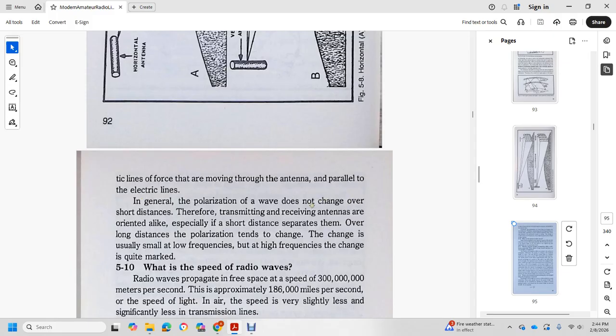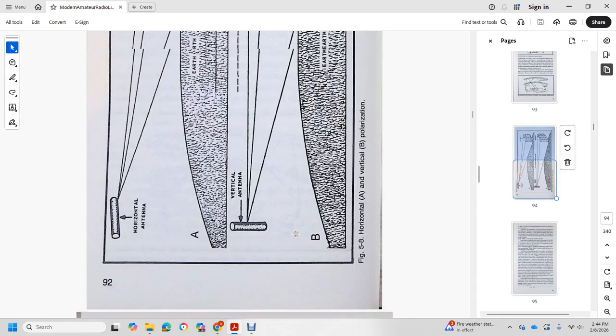In general, the polarization of a wave does not change over a short distance between the transmitter and receiver. The antenna orientation matters especially over short distances. Over long distances, polarization tends to change. The change is usually small at low frequency, and more marked at high frequency.